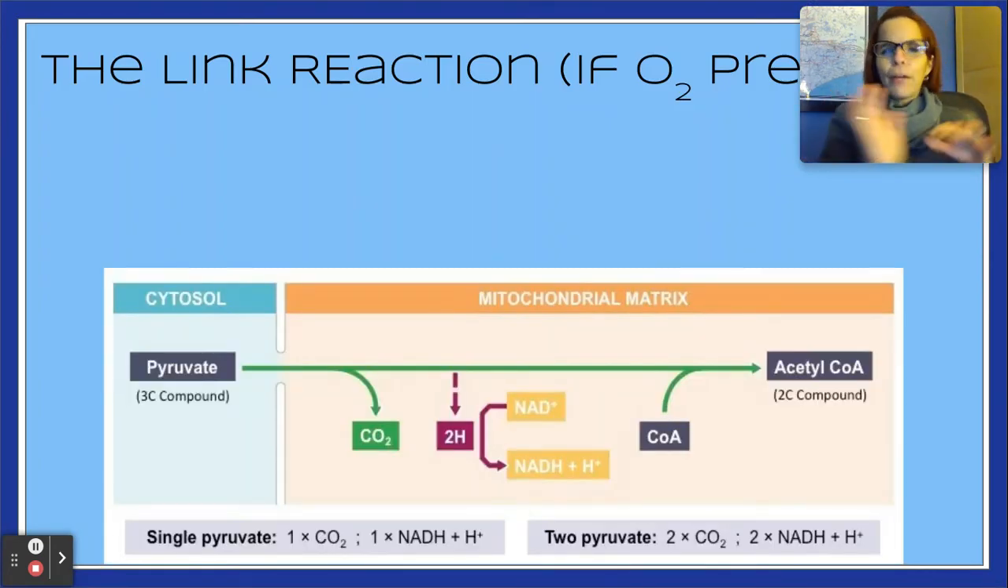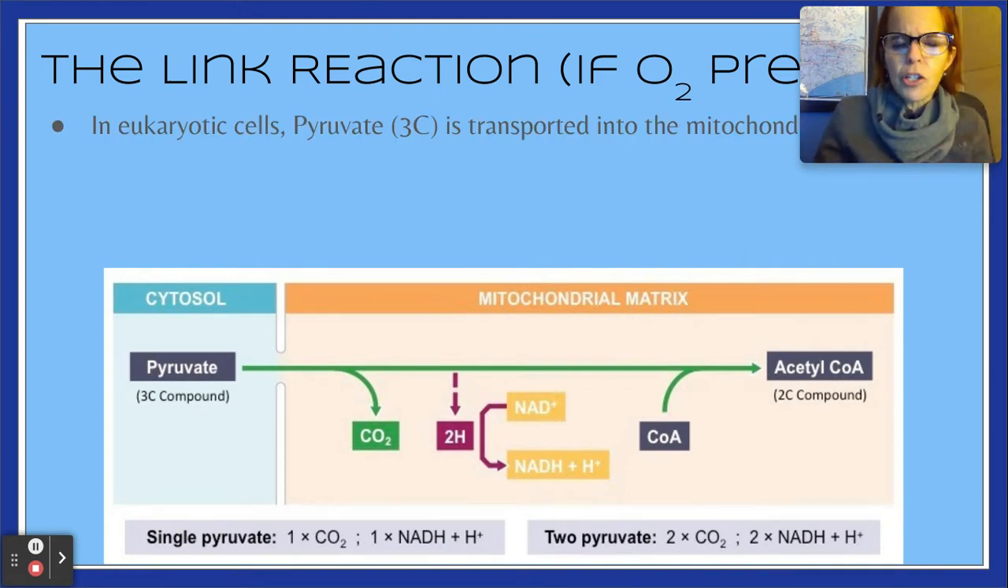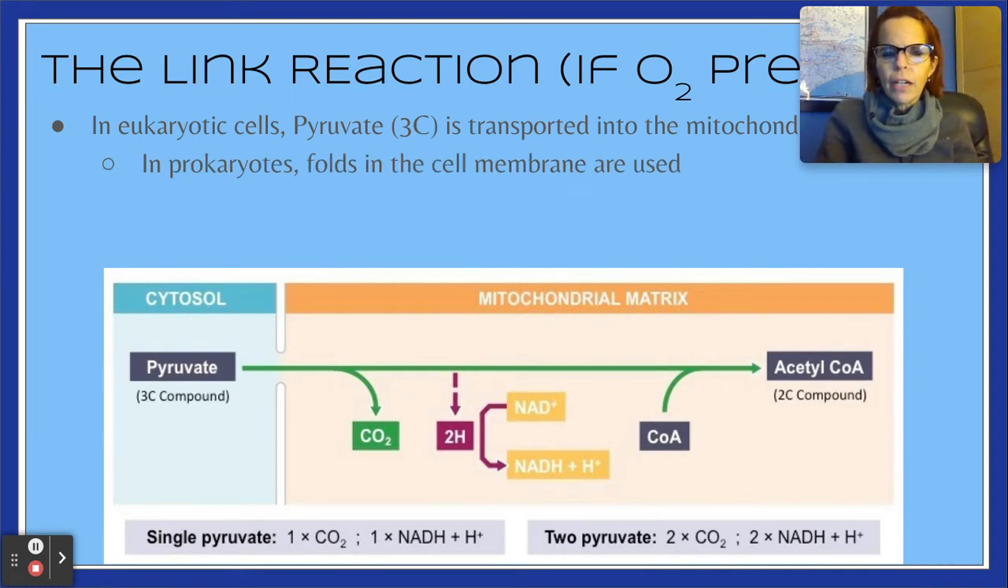So that was just a sidebar if no oxygen was present. But if oxygen is present, then we're going to continue. We started outside of the mitochondria and we did glycolysis and we split it into two 3-carbon molecules. Now those are going to be transported into the mitochondria and this process is called the link reaction. In prokaryotic cells, the pyruvate molecule is transported into the mitochondria. In prokaryotes, remember, the folds in the cell membrane are used, so they don't have their own mitochondria, just constantly reminding you of that.